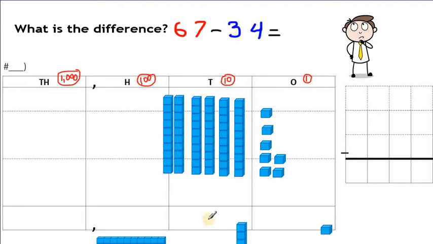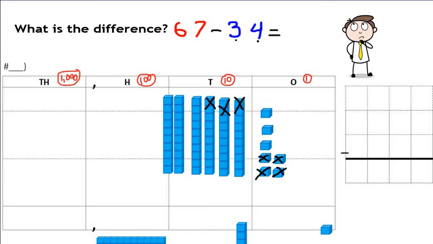Now, I'm just going to use a pen here, and I'm going to subtract. I'm going to start with the ones and subtract 4 ones. 1, 2, 3, 4. I have subtracted 4 ones. And now I want to subtract 3 tens. So I'm going to subtract this 10. That's 1 ten, 2 tens, and 3 tens. And now I want to count what I have left over.